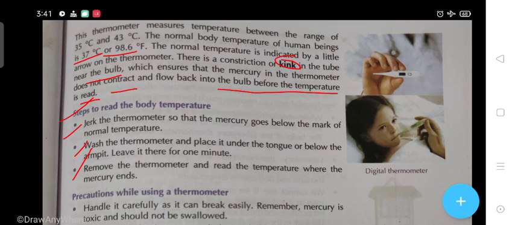So these are some simple steps, students. By following these steps you can easily measure the body temperature of human beings. Suppose that you are at home, and if you are feeling the fever, and you want to know what is the body temperature, then simply you can use these steps.